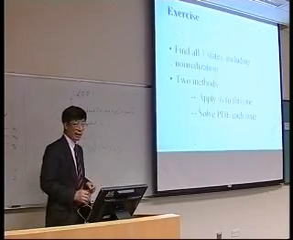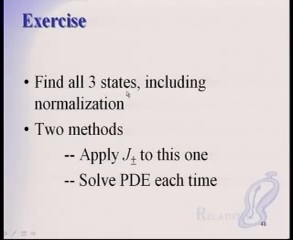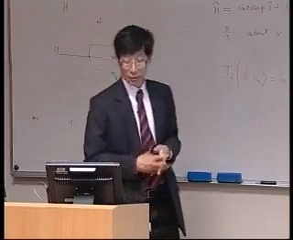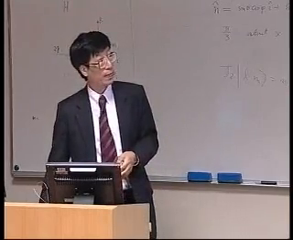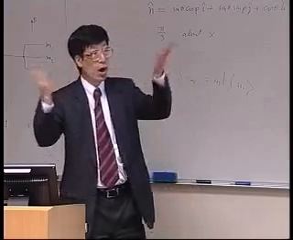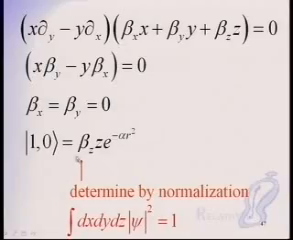So I think this has been an exercise that has been assigned to you to find all three states. I just did the m equals 0 state, including normalization. There are actually two ways of doing this. For example, if you want the one with m equals 1, I can apply J plus to this wave function. What is J plus? J plus would be some derivatives, right? x d/dy, that sort of thing. So you just apply x d/dy or whatever to this wave function.